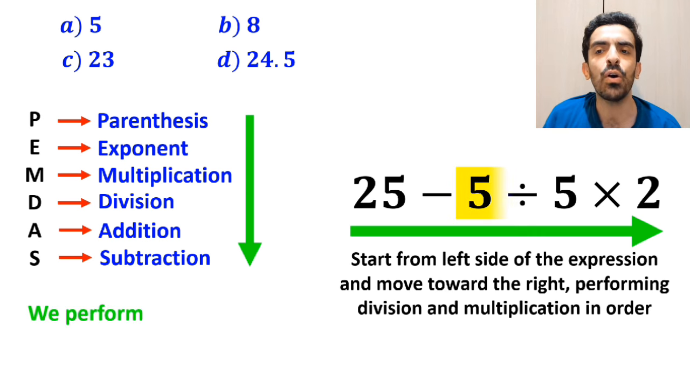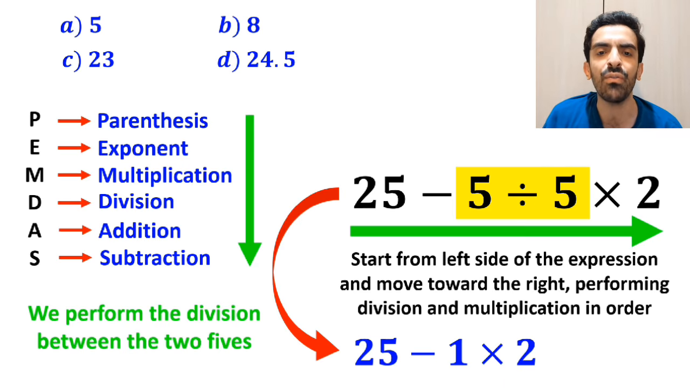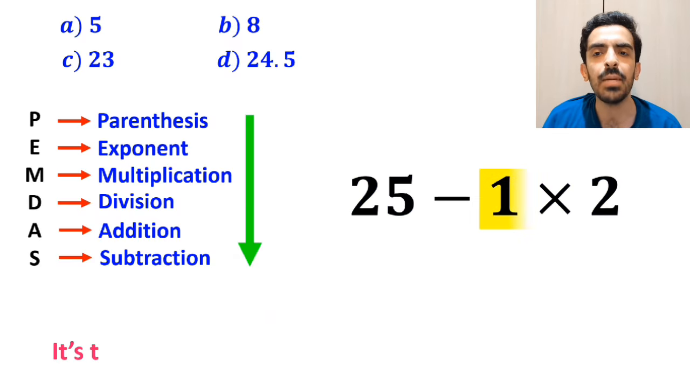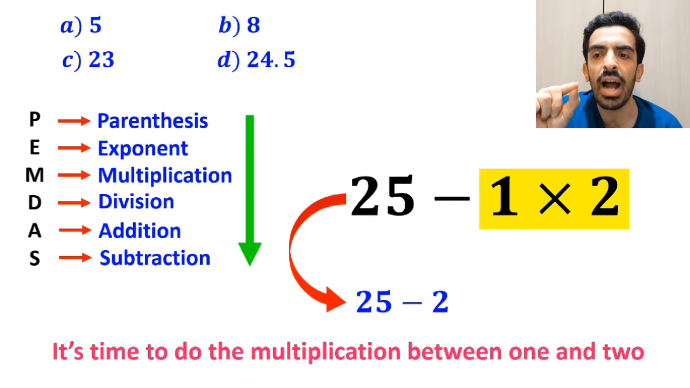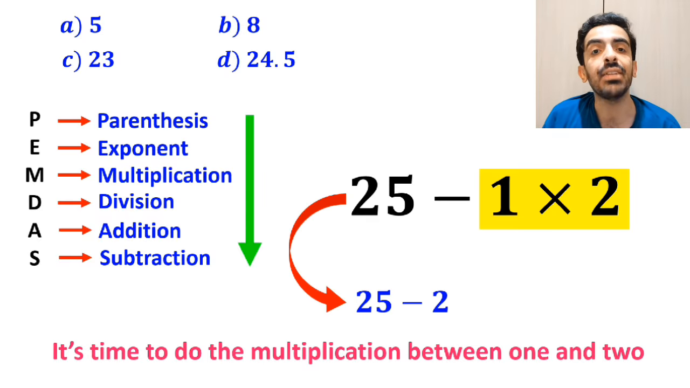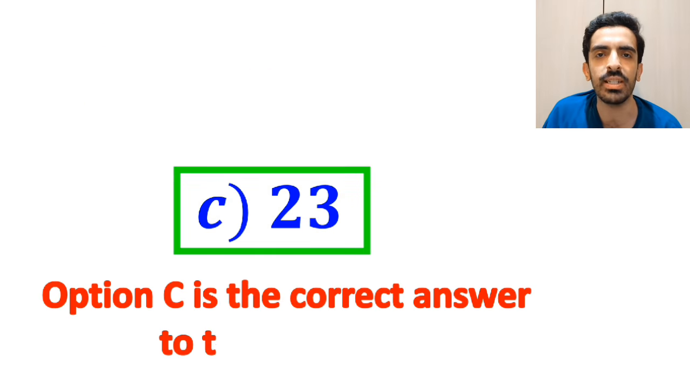So, first we perform the division between the two 5s, and this expression simplifies to 25 minus 1 times 2. Now, it's time to do the multiplication between 1 and 2, which gives us 25 minus 2. And finally, the value of this expression is equal to 23. Therefore, option C is the correct answer to this question.